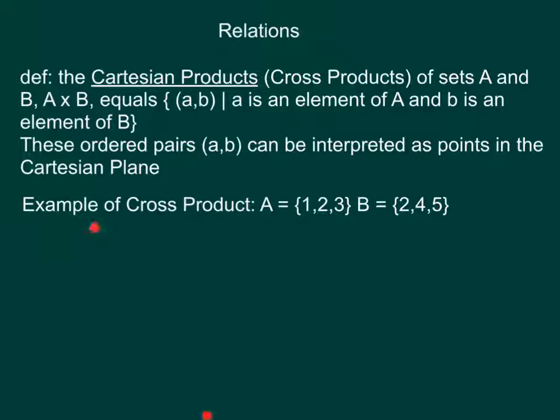So we'll need to start writing all the ordered pairs where the first element is from the set A and the second element is from the set B. So we'll start with 1 from set A and 2 from set B. And then we'll continue with 1 from set A and pair it with 4 and 5. So we have 1 from set A and 4 from set B, as well as 1 from set A and 5 from set B. Next, we'll look at the second element of A, which is 2, and pair it with B's 2, 4, and 5. So we'll get (2, 2).